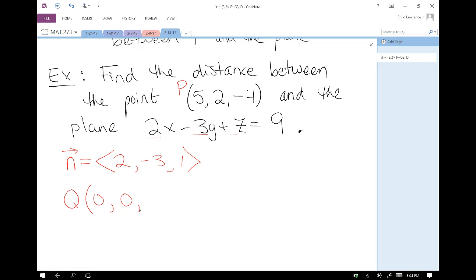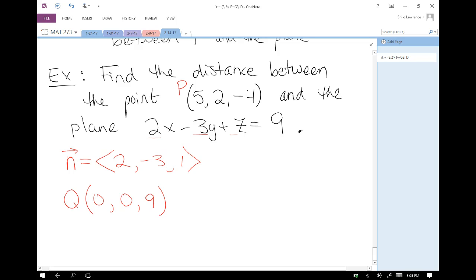In the plane, if x and y are 0, what are we left with? If x and y are 0, what does it say? Oh. Z equals 9. So to find a point in the plane, you're going to plug in 2 of the values and then solve for the third. So I'm going to use 0, 0, 9 for my Q.